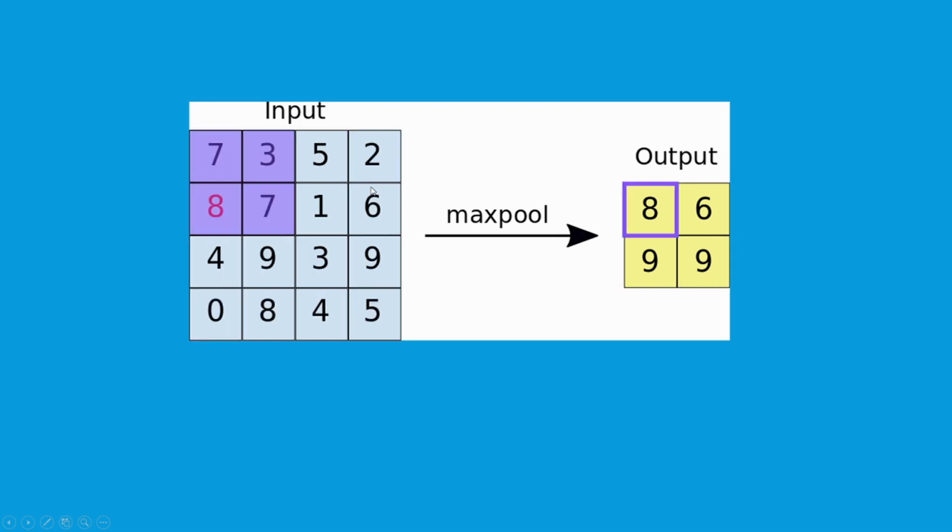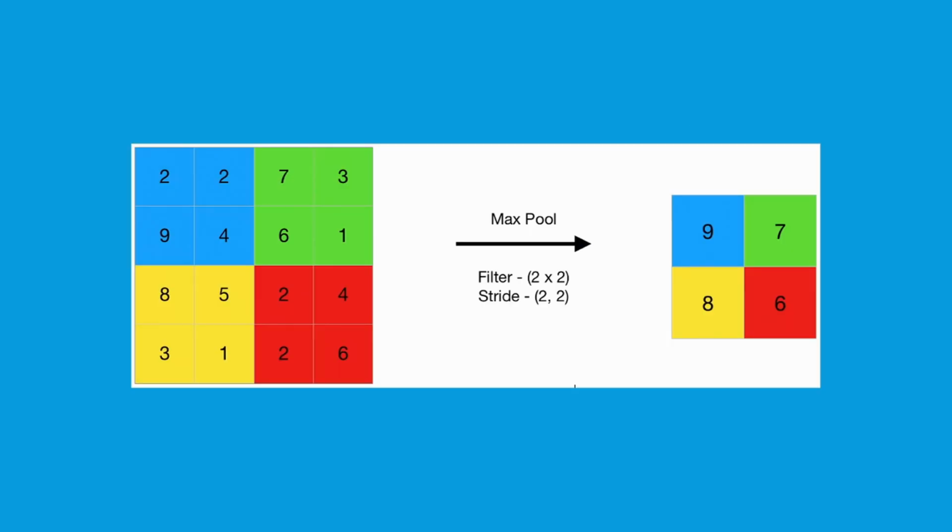It goes on to the next. What's the maximum value? It's 6. Here, what's the maximum value? It's 9. Here, what's the maximum value? It's 9. That's what max pooling does, right? It pulls out the maximum value from each of the matrices, and then we print out those maximum values.